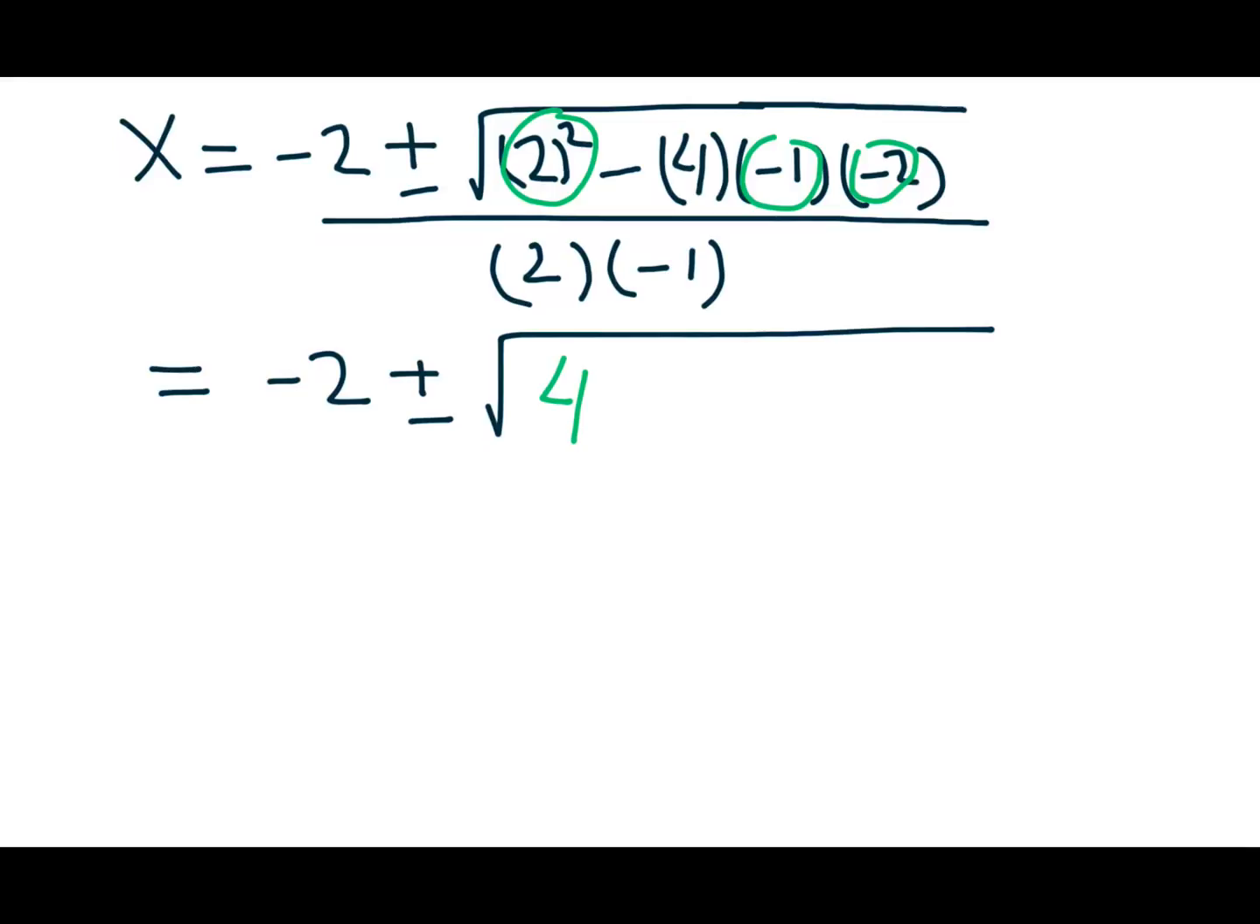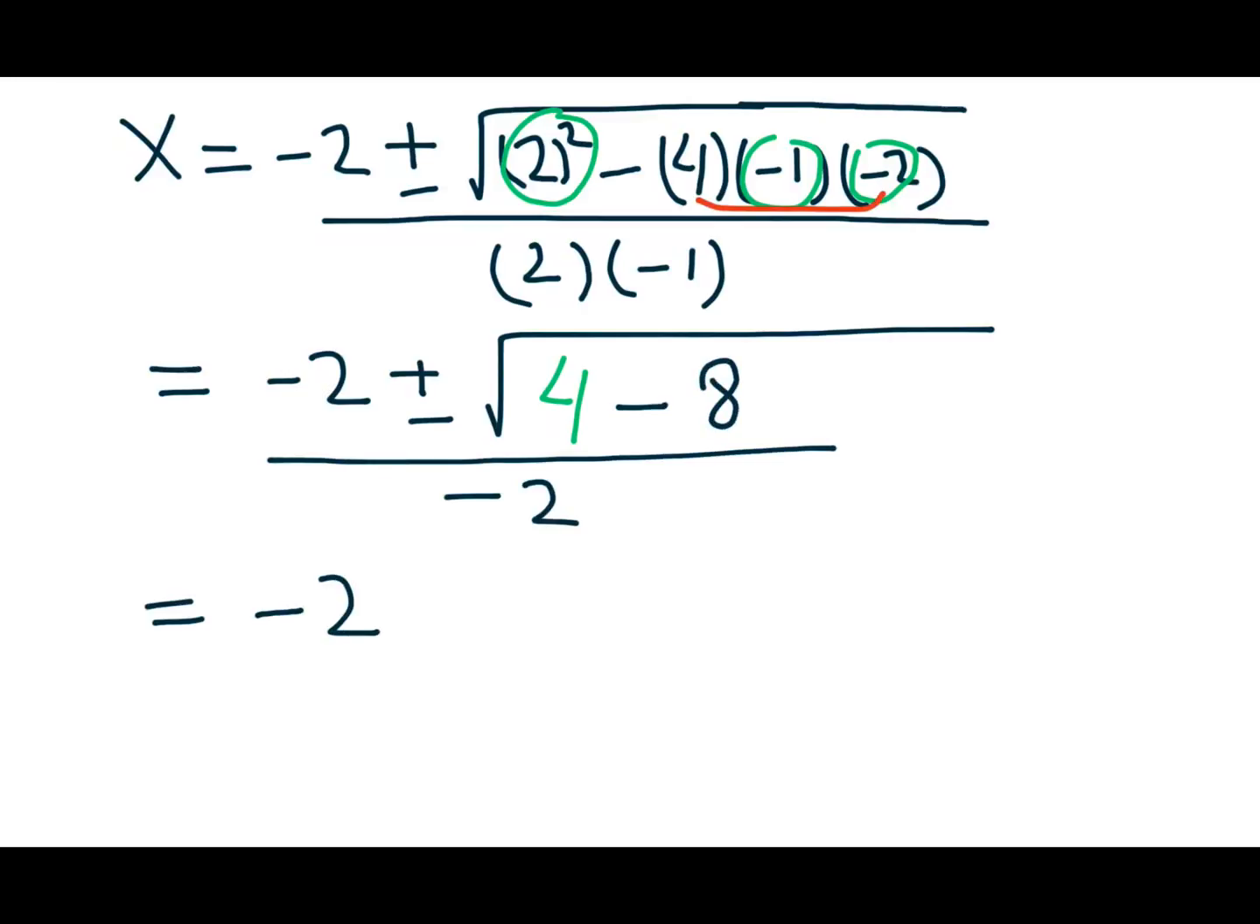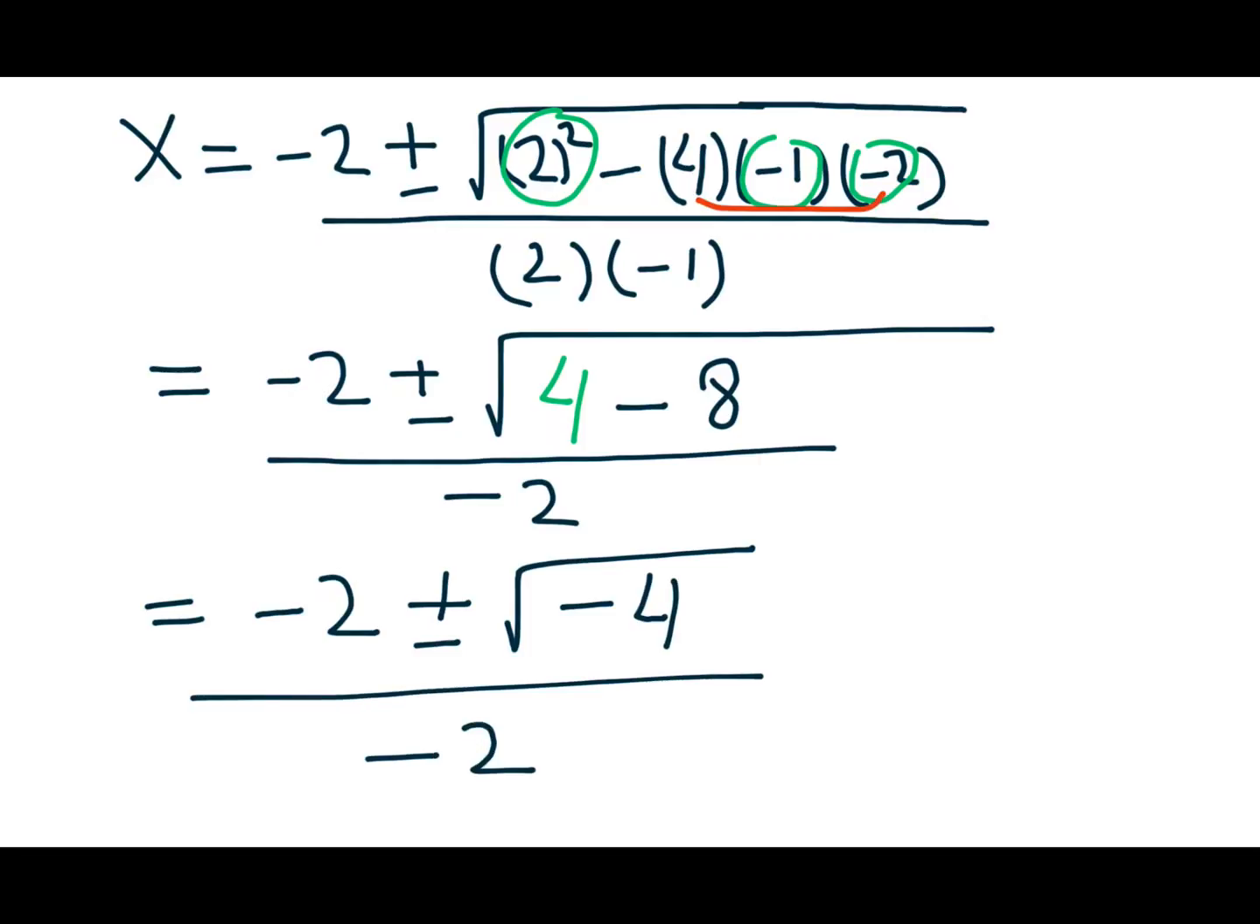And then 4 times 2, 8, divided by minus 2, equals minus 2 plus or minus the square root of minus 4, divided by minus 2. Equals minus 2 plus or minus.